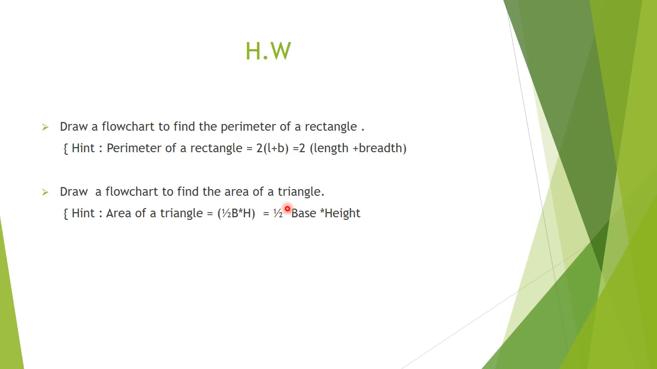This is the formula for finding the area of a triangle. Area of a triangle is equal to half into base into height. Half into base into height gives you the formula for calculating the area of a triangle. Draw the flowchart for these two homework questions. Do it in your notebook.